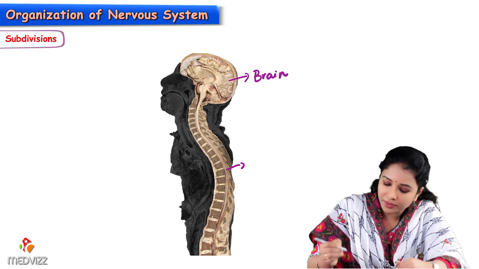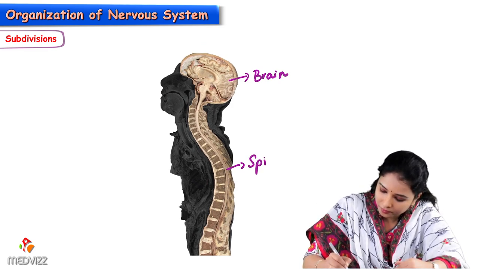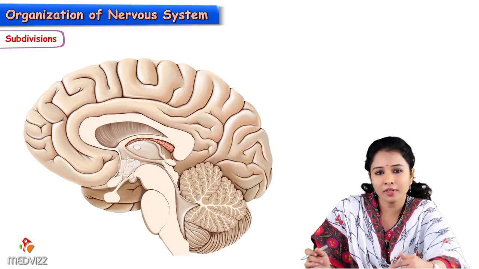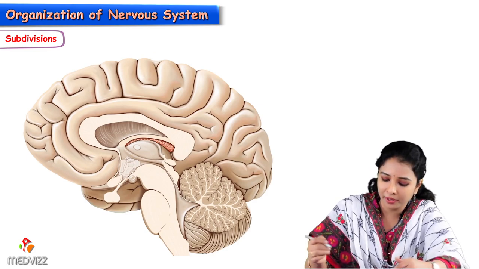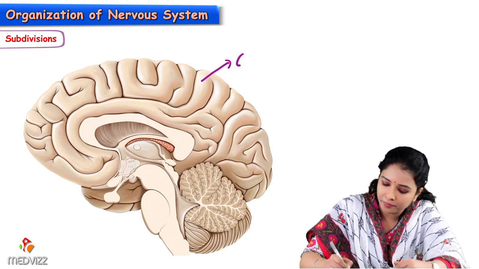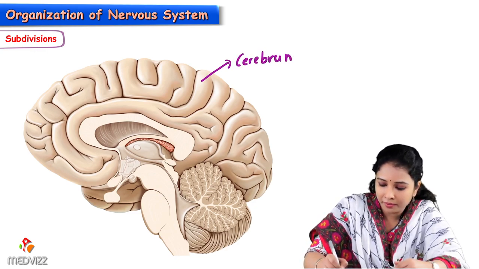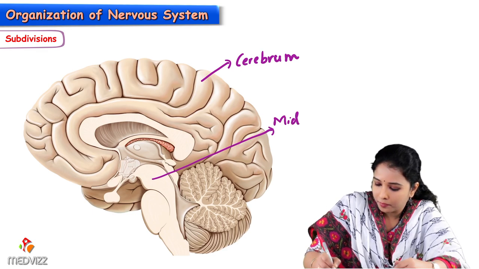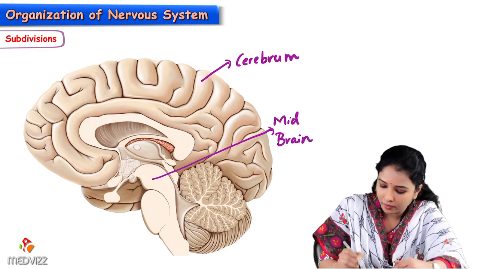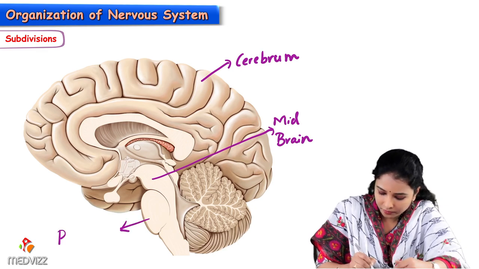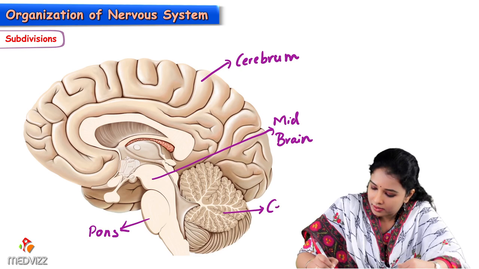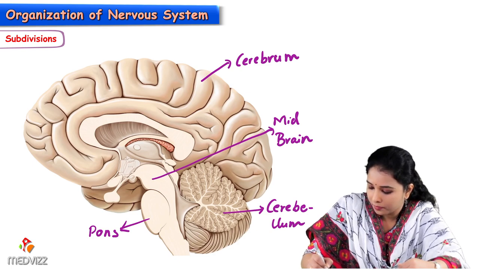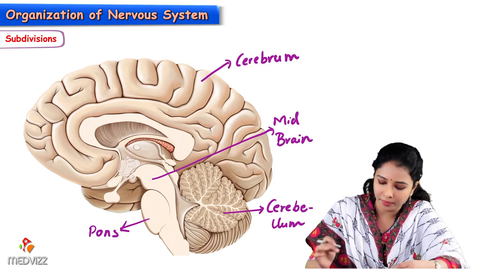And spinal cord present within the vertebral column. Here is the sagittal section of the brain. Now we shall see the parts of brain, components of brain. So it is mainly formed by the cerebrum, which is the largest part of brain, midbrain, pons. This is cerebellum, which is also called as little brain. So these are the parts of brain.